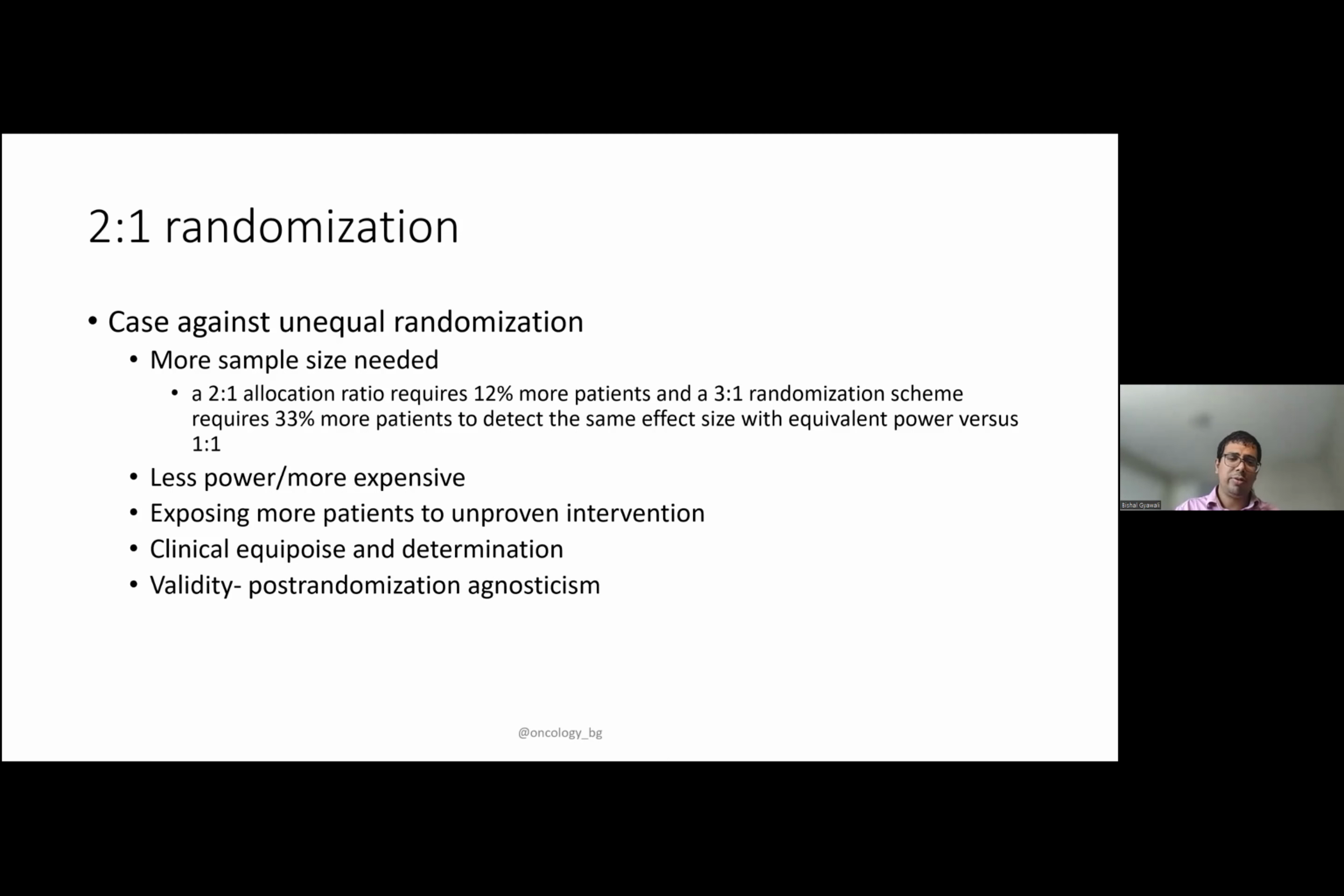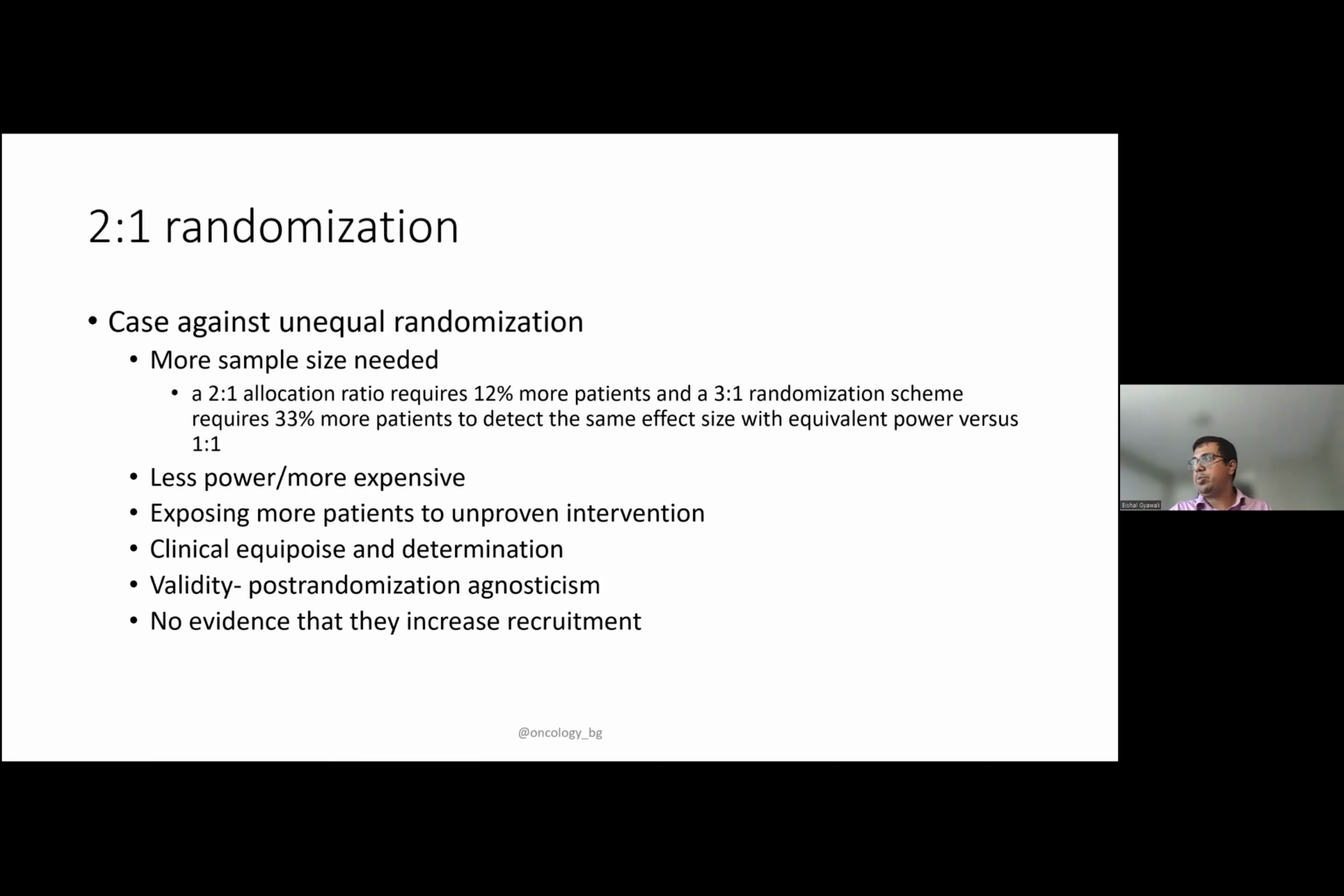And then there is the problem of validity, because one of the beauties of a blinded randomized trial is we do not know what the patient is getting. So we are blind to the intervention. So we are not biased in our assessments. But if we know that there is 2:1 or 3:1 randomization, then we know that our patients are more likely to be getting the drug than the control arm.